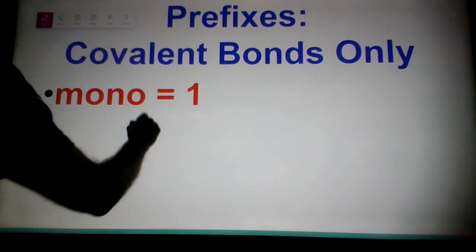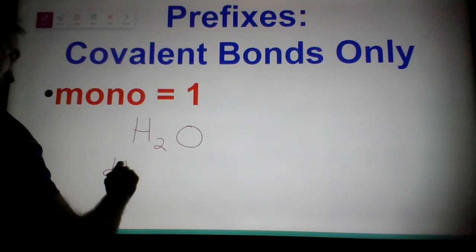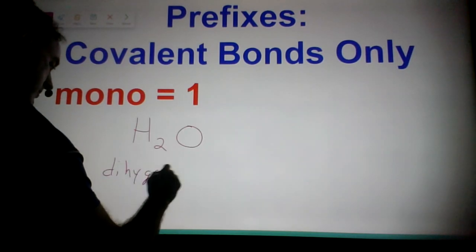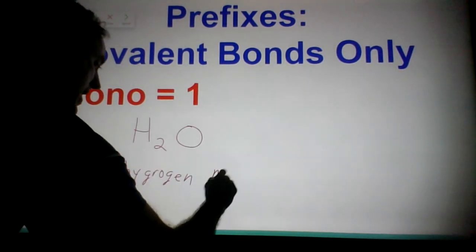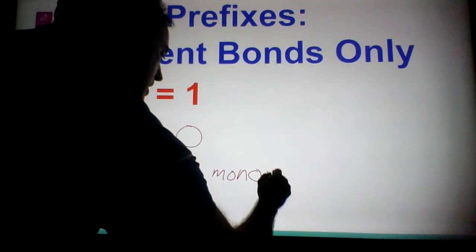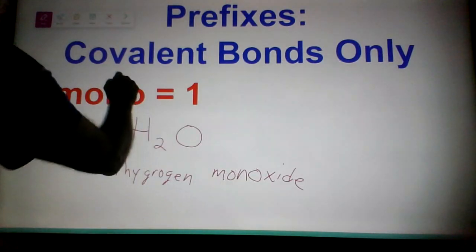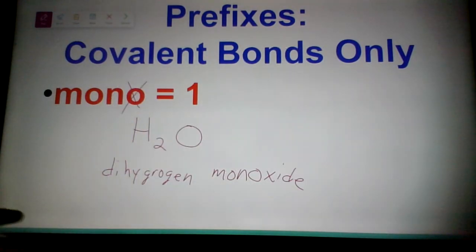Remember, water is H2O. This would be, I'll write this out, dihydrogen mon, but we don't put monoxide. If the root word, the element name, starts with a vowel, we're going to drop this and just say monoxide. Okay? But there's a rule.